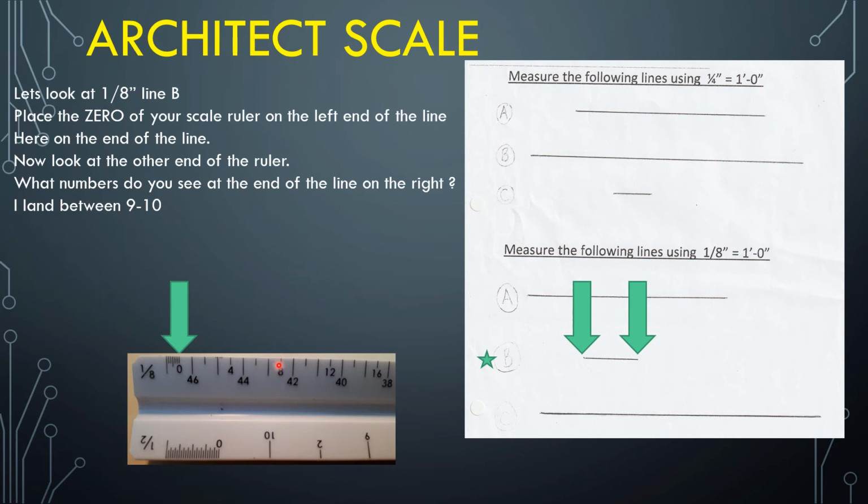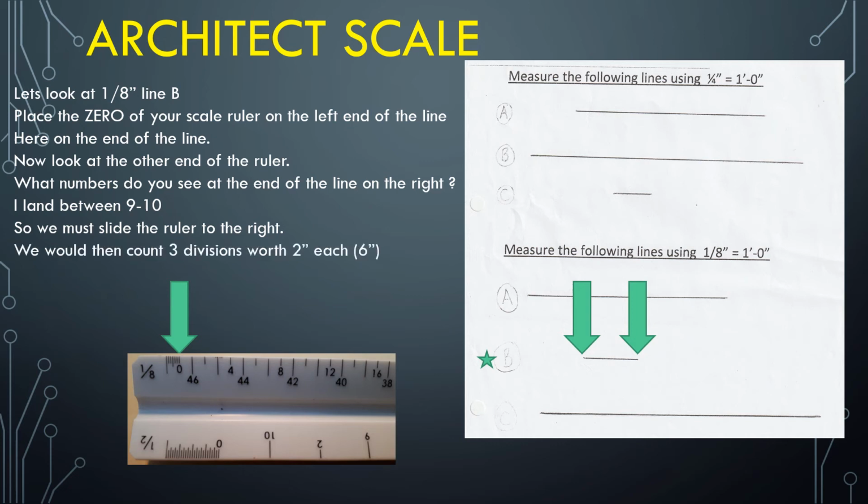So here's 8, 9, 10, 11, 12. I land between 9 and 10. So my line ends somewhere in this area. So you must slide the ruler to the right. So we already know if it lands between 9 and 10, that 9 is going to be the feet because we can't stretch it to 10.